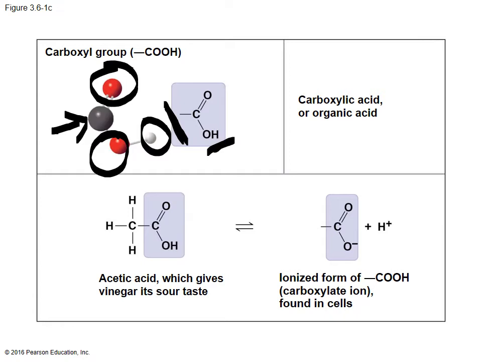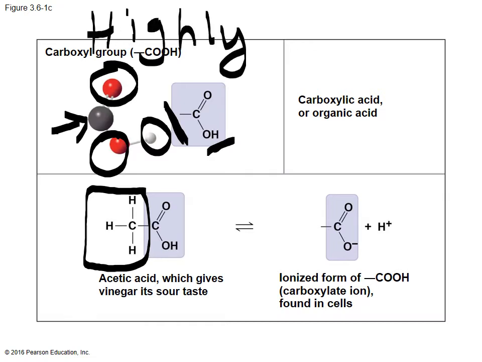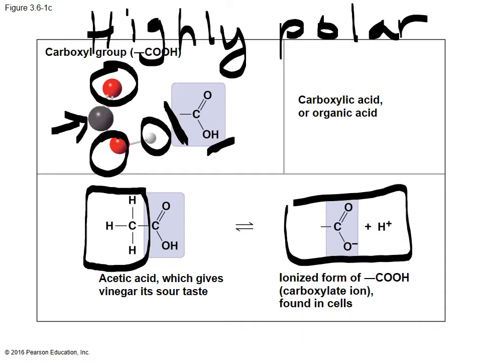So the one example that they give you is acetic acid, which is vinegar. So this is the molecular structure of vinegar, and it has a sour taste. And that's really it. Again, the stuff back here is non-polar. This, however, is highly polar. Highly polar. All right, and then here's a picture of the dissociation or the ionization that has happened on this side of the reaction.